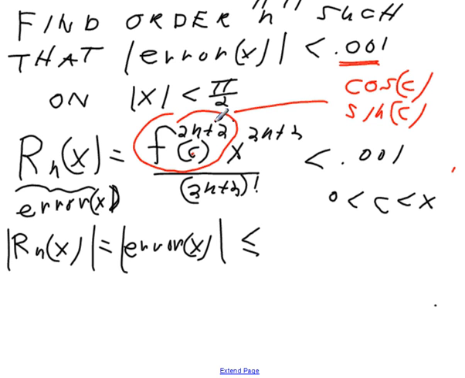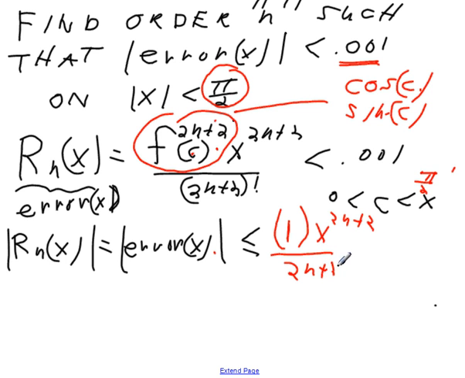How are we going to maximize the cosine of c on this interval from 0 to c? And what does x go to? Oh, look, x goes to pi over 2. So I could put pi over 2 here. So what's going to be my maximum of the cosine or the sine on that interval? Well, it's going to be 1. So this term right here is always going to be less than or equal to 1. So I go from an equal sign to being less than 1 times x to the 2n plus 2 over 2n plus 2 factorial.